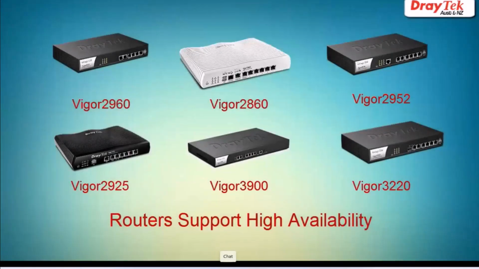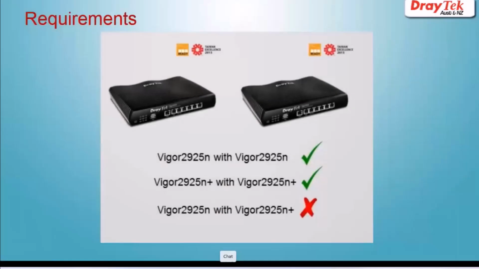DrayTek routers that support high availability are the Vigor 2960, Vigor 2860, Vigor 2952, Vigor 2925, Vigor 3900, and the Vigor 3220. An essential requirement for high availability when using DrayTek routers is that all member routers needs to be identical. For example, if the primary router is a Vigor 2925N, then the secondary router must be also a Vigor 2925N.